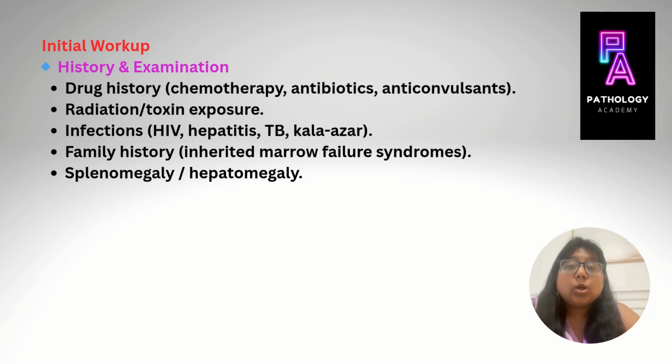Before ascertaining the cause of pancytopenia, we should first take a proper history and do a proper examination. In history, drug history is very important. Inquire about chemotherapeutic drug usage, antibiotics or anticonvulsants usage, any exposure to radiation or toxin, any infections like HIV, hepatitis, TB, Kala-Azar, etc., and family history of any inherited marrow failure syndromes. Also, on examination, do look for splenomegaly or hepatomegaly.